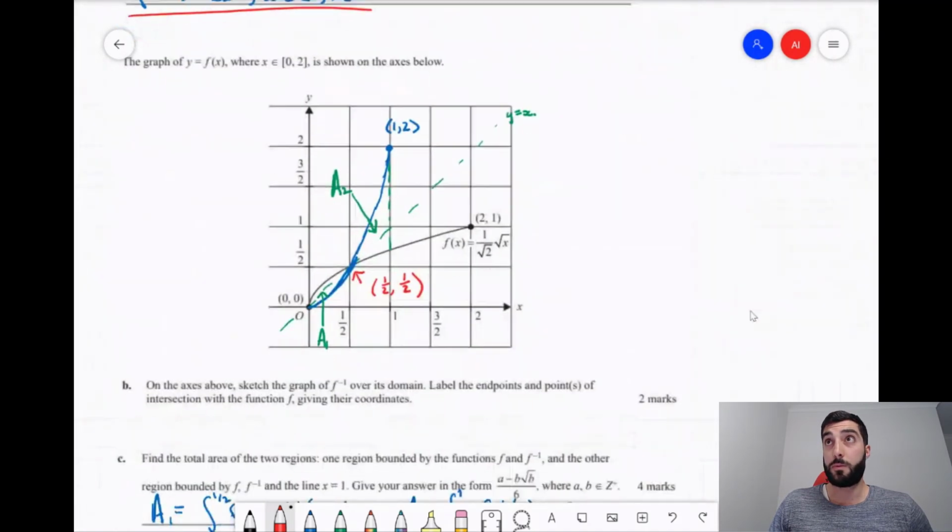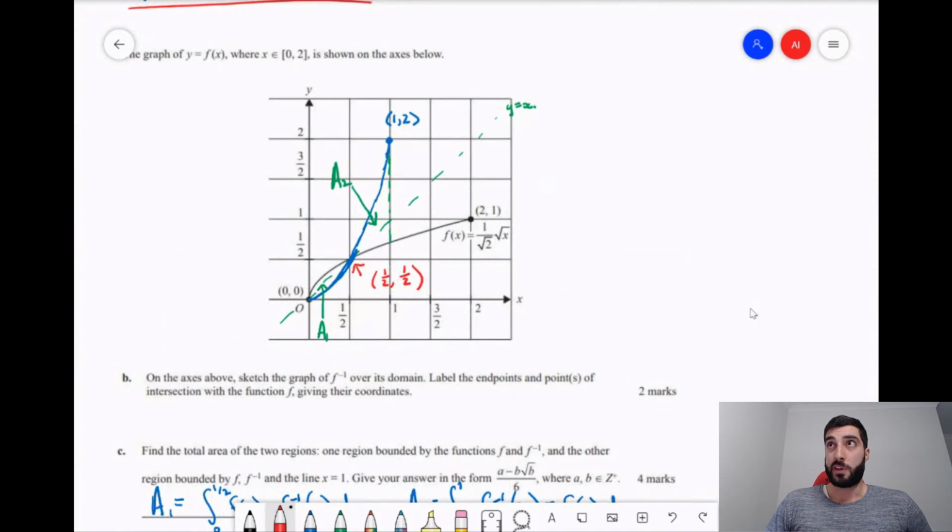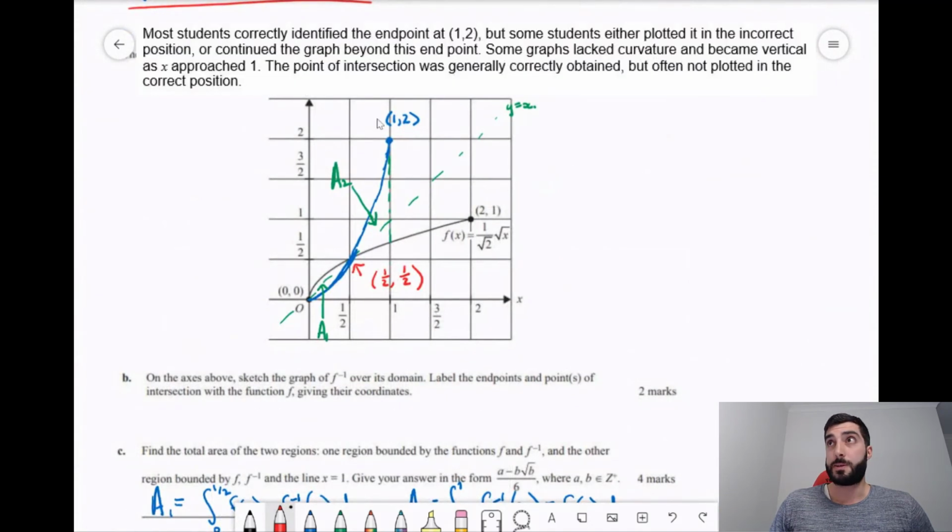Moving on to question B. Most students correctly identified the endpoint at 1, 2, which is good to see, but some students either plotted it in the incorrect position or continued the graph beyond this endpoint. Some graphs lacked curvature and became vertical as x approached 1, and the point of intersection was generally correctly obtained, but often not plotted in the correct position.